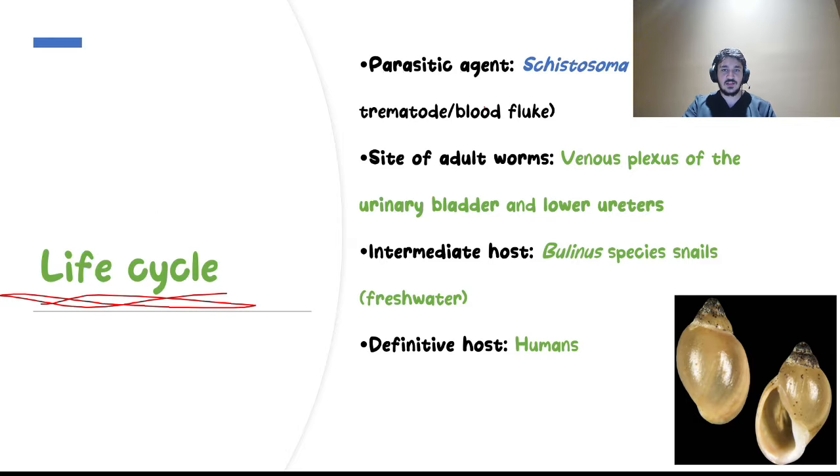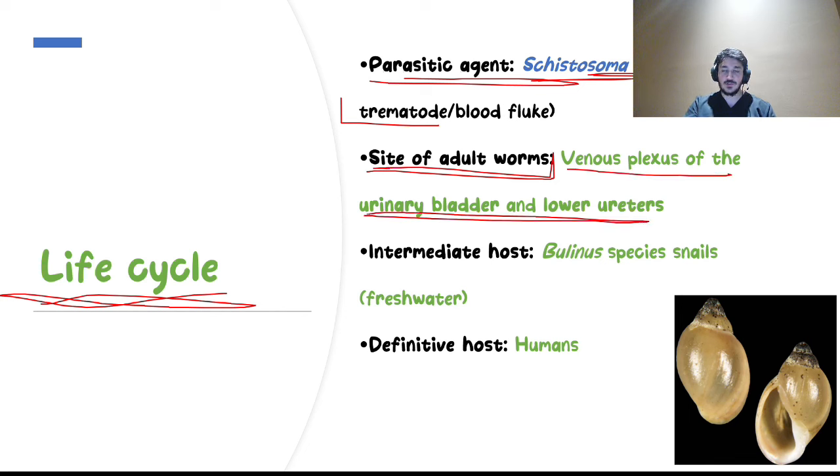Before we talk about the life cycle, let's talk about important stuff to know. The parasitic agent obviously is Schistosoma haematobium, which is a trematode. The site of the adult worm, where does it stay in the human body? It stays in the venous plexus of the urinary bladder and lower ureter. Very, very important to know this for Step 1, for Step 2, for your exam.